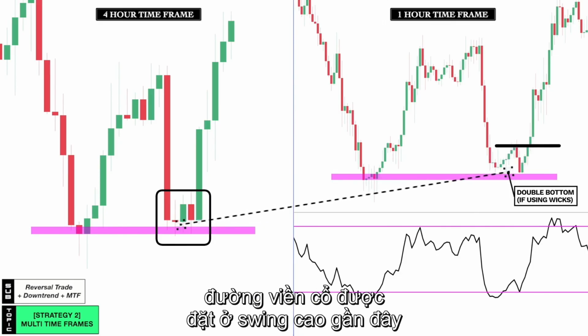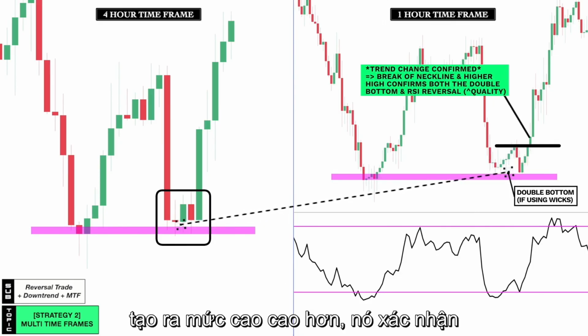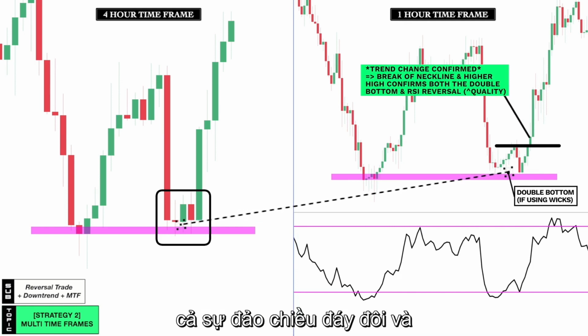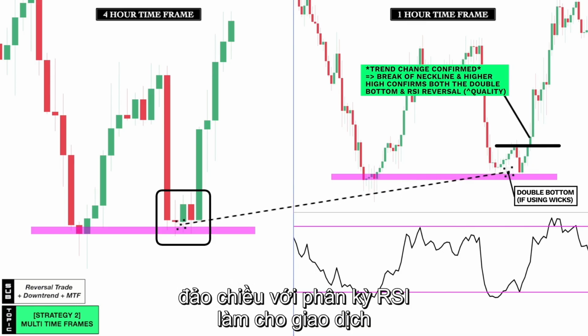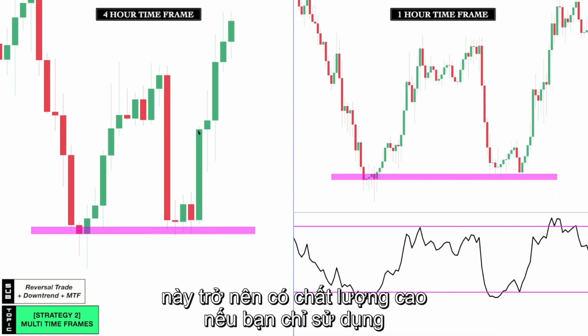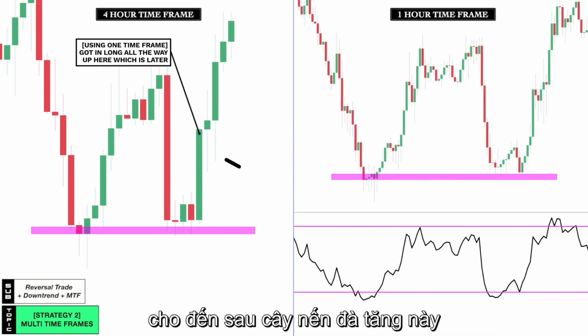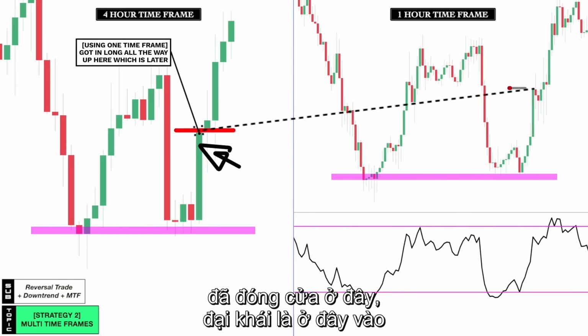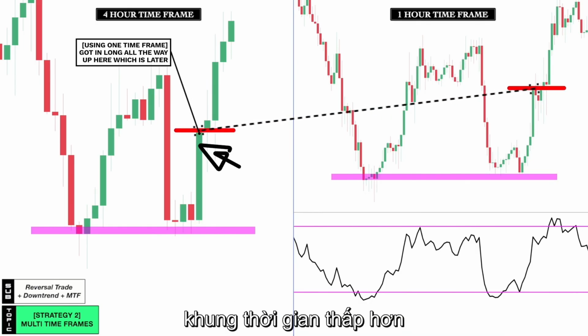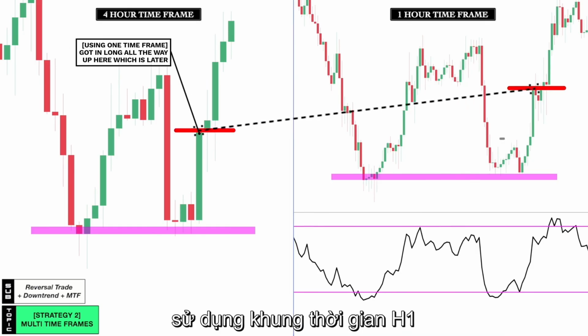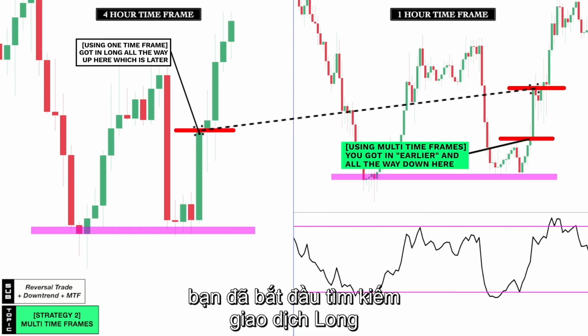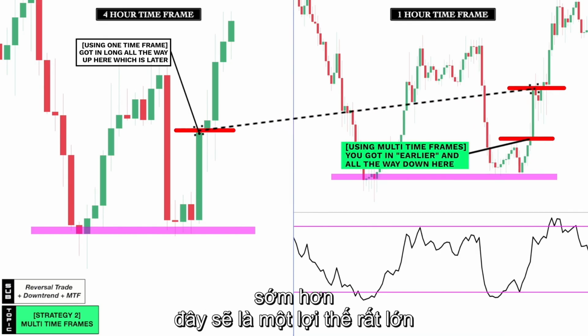Neckline placed at the recent swing high here, and once price breaks above and makes a higher high, it confirms both the double bottom reversal and the divergence reversal, which makes this a higher quality trade. Again, if you only used the 4-hour time frame on the left for your entry, you wouldn't have started looking for long trades until after this bullish momentum candle closed up here, which is roughly up here on the lower time frame. In contrast, by using the lower 1-hour time frame, you started looking for long trades all the way down here, which is a huge advantage.